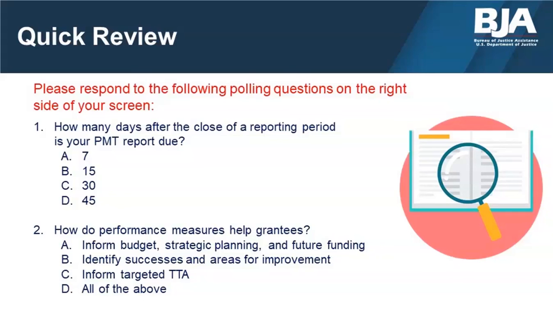So for number one, how many days after the close of the reporting period is your PMT report due? The correct answer is C, 30. And for number two, how do performance measures help grantees? The answer is D, all of the above.